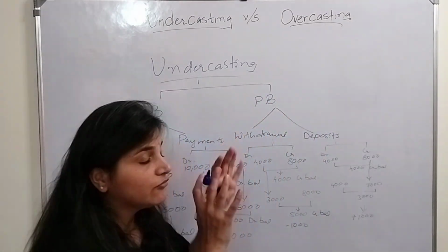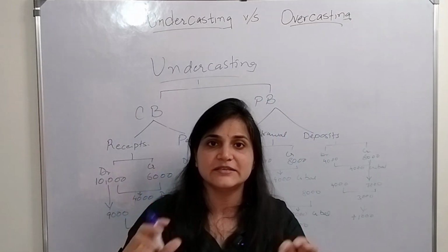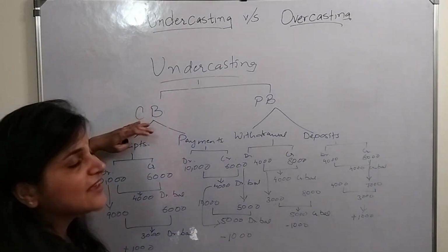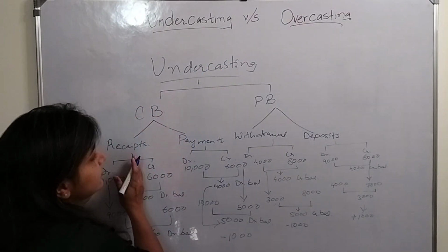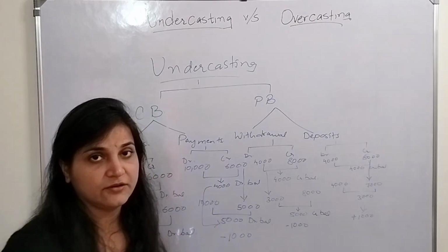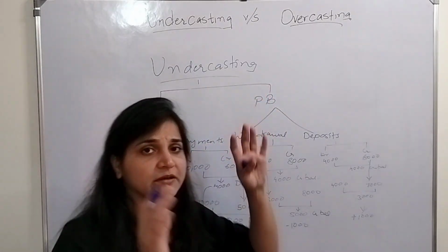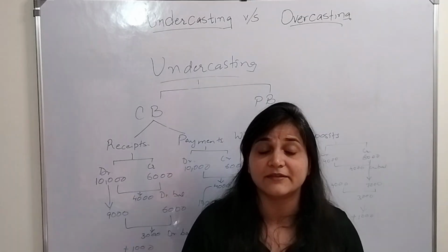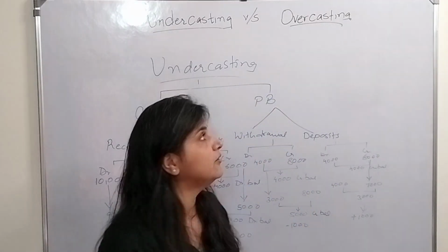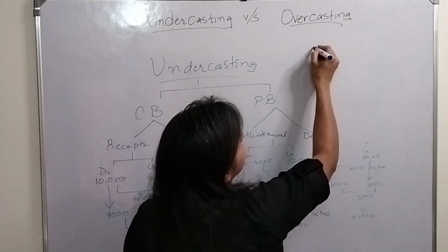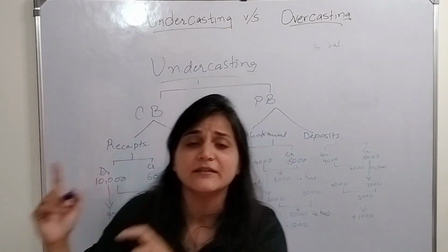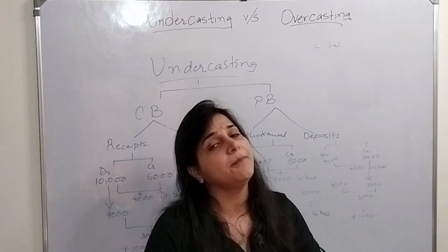So this is how you just need to understand what is being written. Undercasting is written, cash book is written, receipt is written, or payment is written. Similarly, if passbook has been given, what is being written, withdrawal side or the deposit side, and you have to remember what you have been given. The cash book balance has been given and you have to reconcile it with the passbook balance.